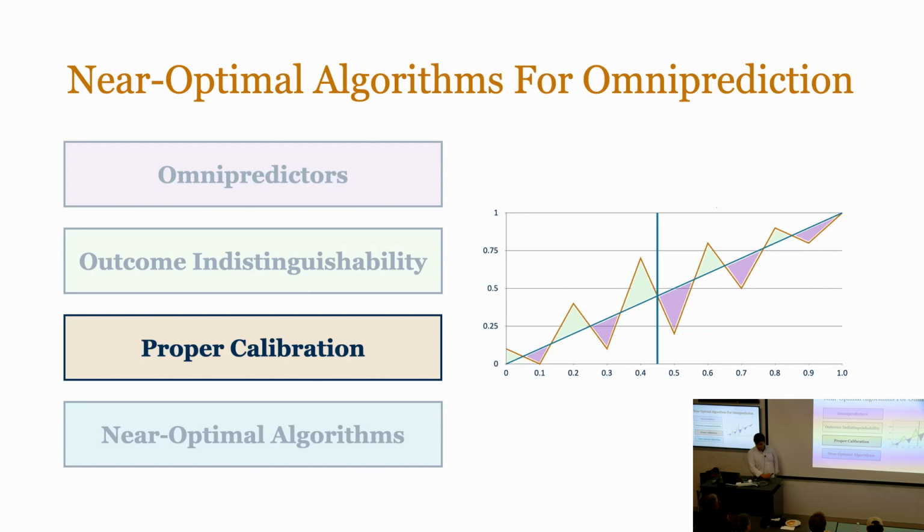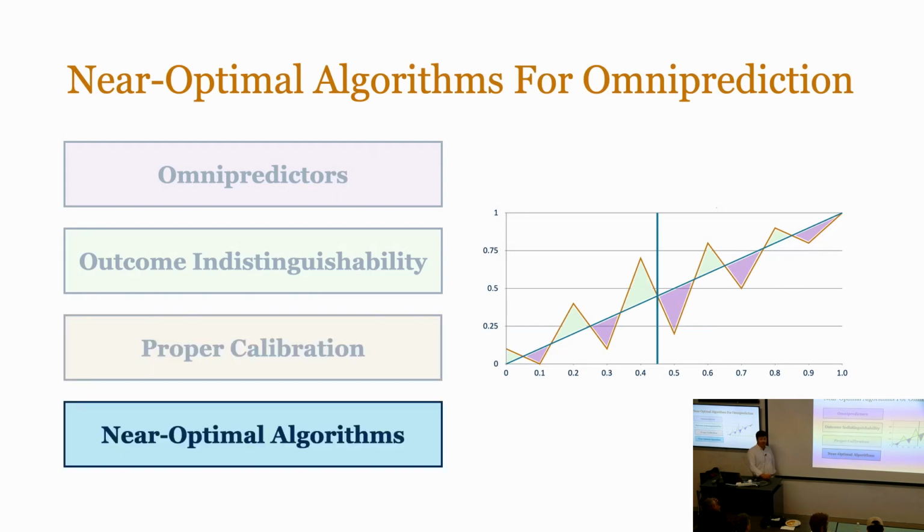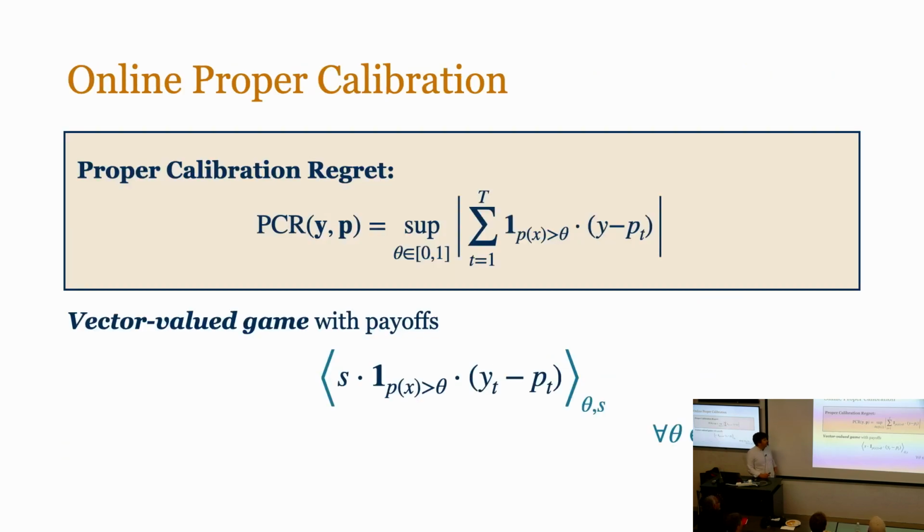In the last few minutes, I want to tell you about how we turn this into a new algorithm for achieving omniprediction. This proper calibration is a bit of a mouthful, but basically you can write it down as an online regret problem, where for a sequence of outcomes y and predictions, the proper calibration regret is the worst-case threshold choice times y minus p_t. This is what we'll define as this regret.